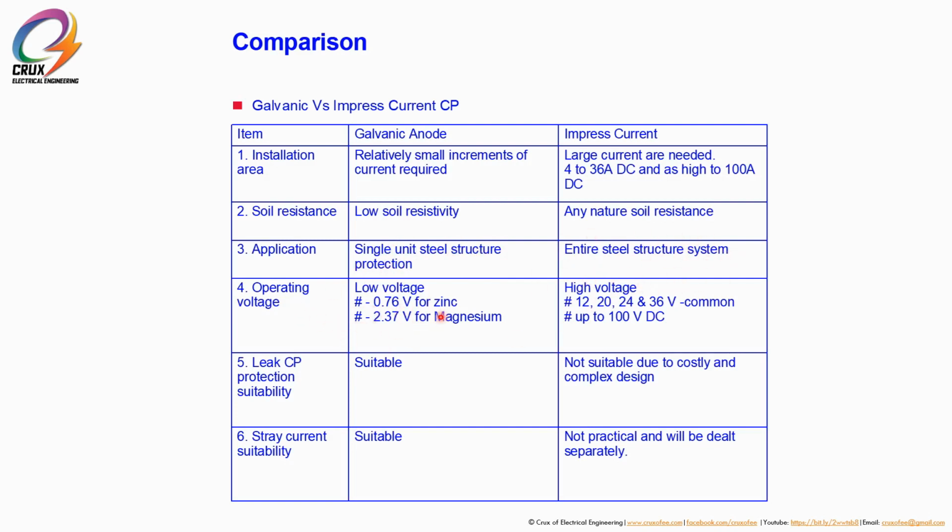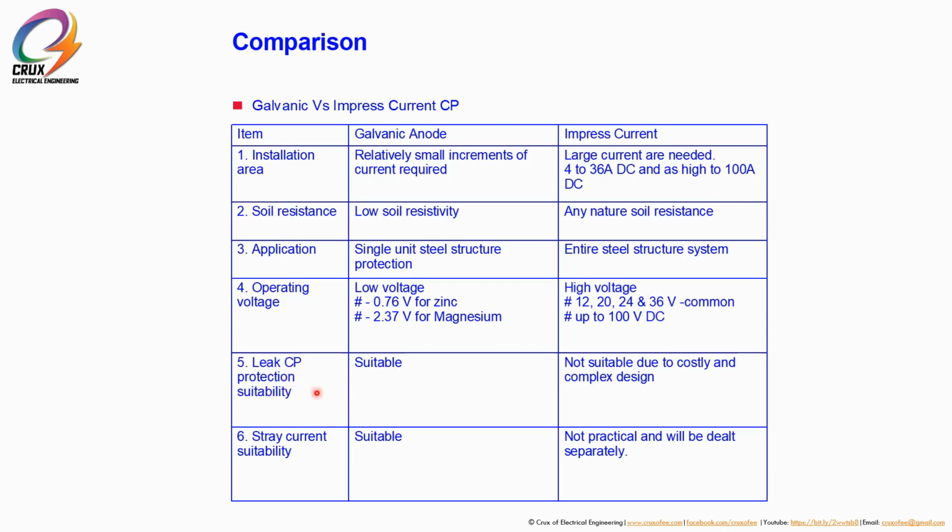Operating voltage is low, 0.76, 2.37 from magnesium. This is the natural voltage potential between two dissimilar metals. Whereas for impressed current, the operating voltage is high with respect to the cathodic protection. So 24, 36 volts. There are some up to 100 volts DC.